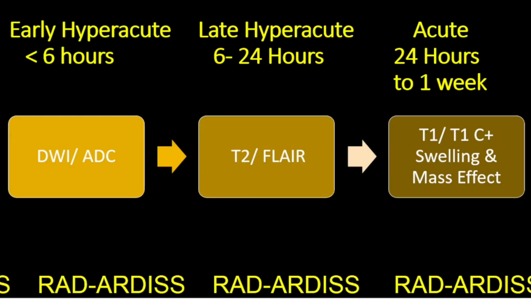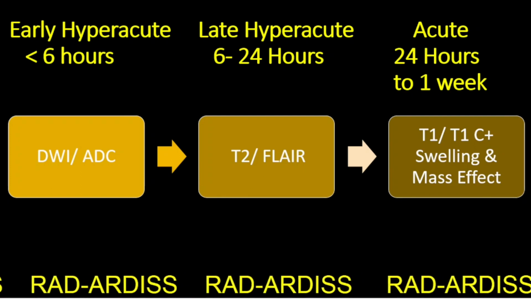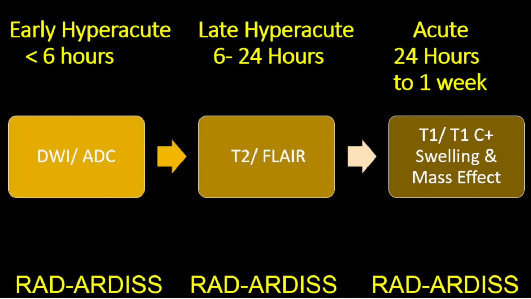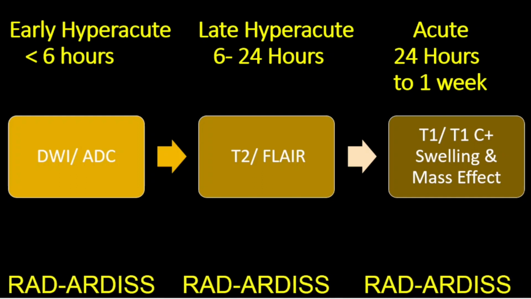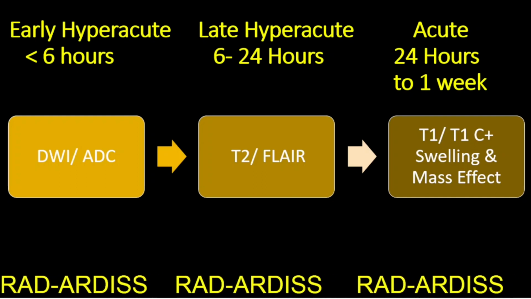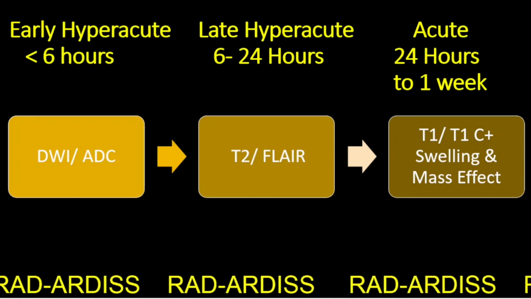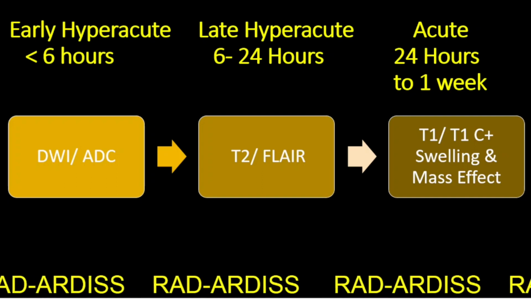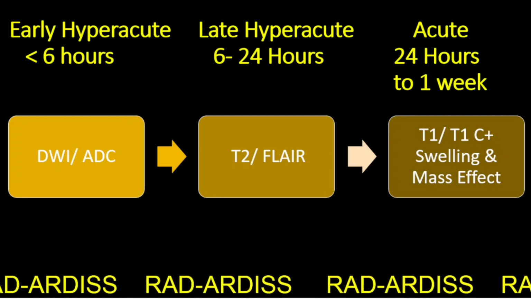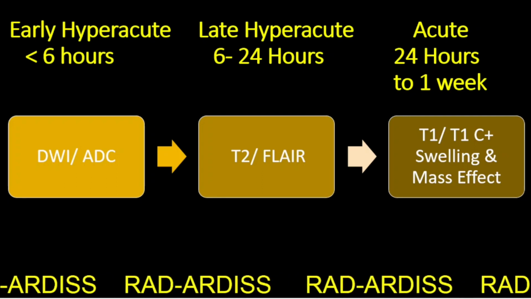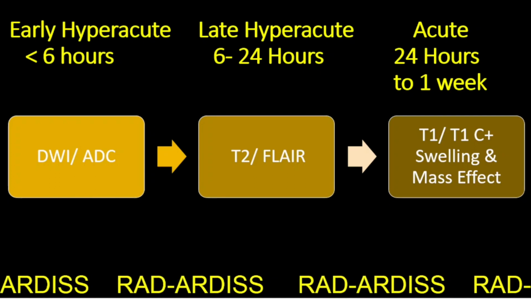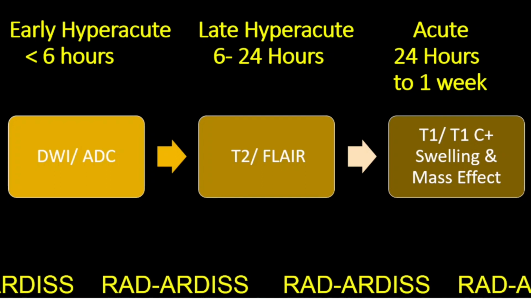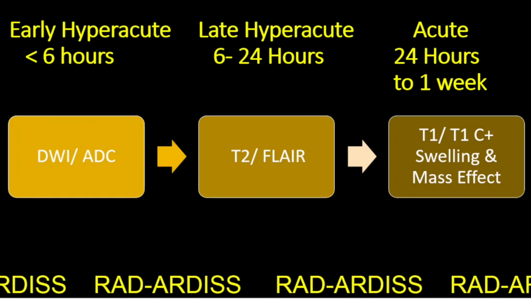So in the early hyperacute stage, the most important sequences are the diffusion weighted images and the ADC map, where the changes will be seen. This is followed by the T2 and FLAIR images, where the changes will be seen in the late hyperacute stage. And finally, the T1 weighted images and the post-contrast T1 weighted images will also show changes in the acute stage.